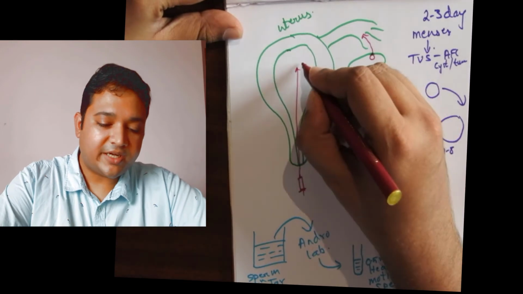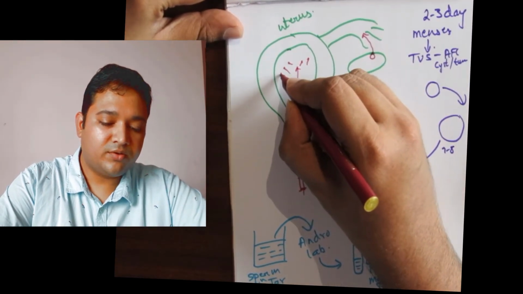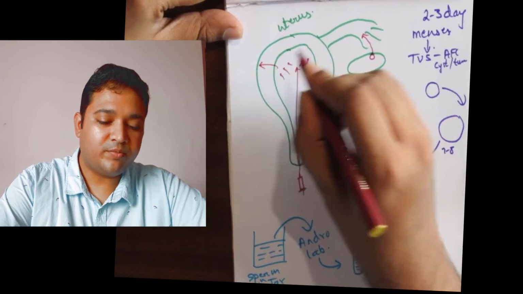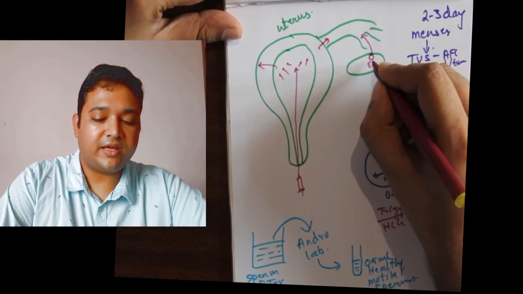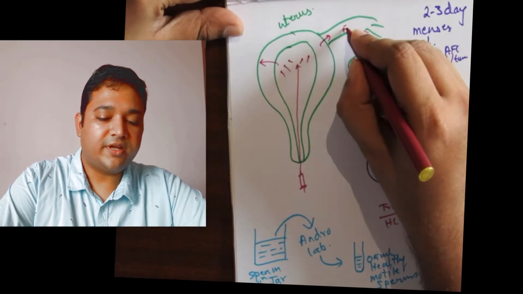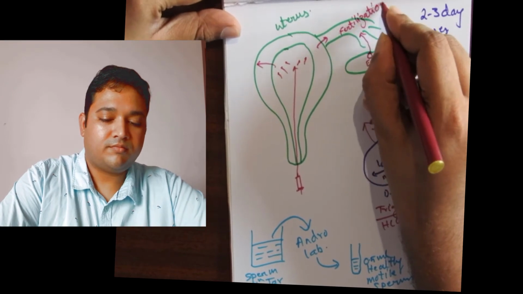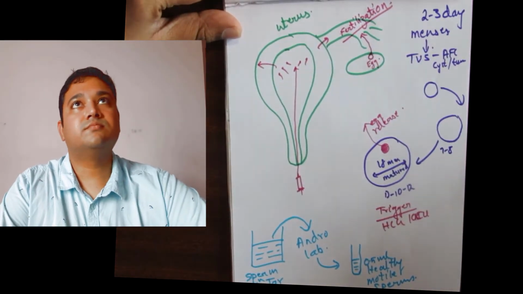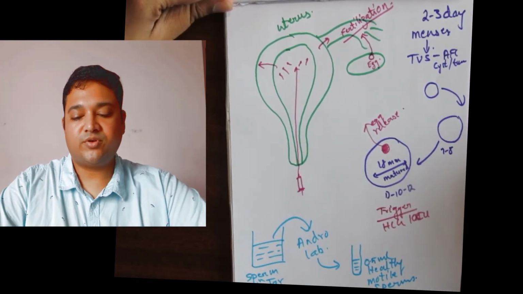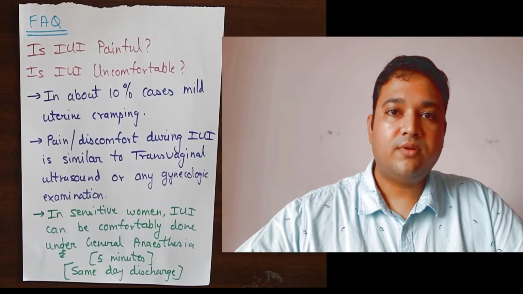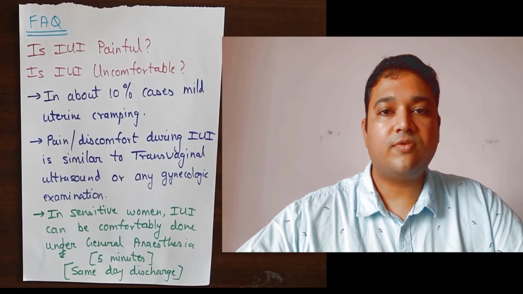Once these sperms enter the uterine cavity, they go into either of the fallopian tubes, and here they interact with the wife's egg to cause fertilization. So this is in short how the IUI process works. Now let us talk about some of the frequently asked questions on the topic of IUI treatment.